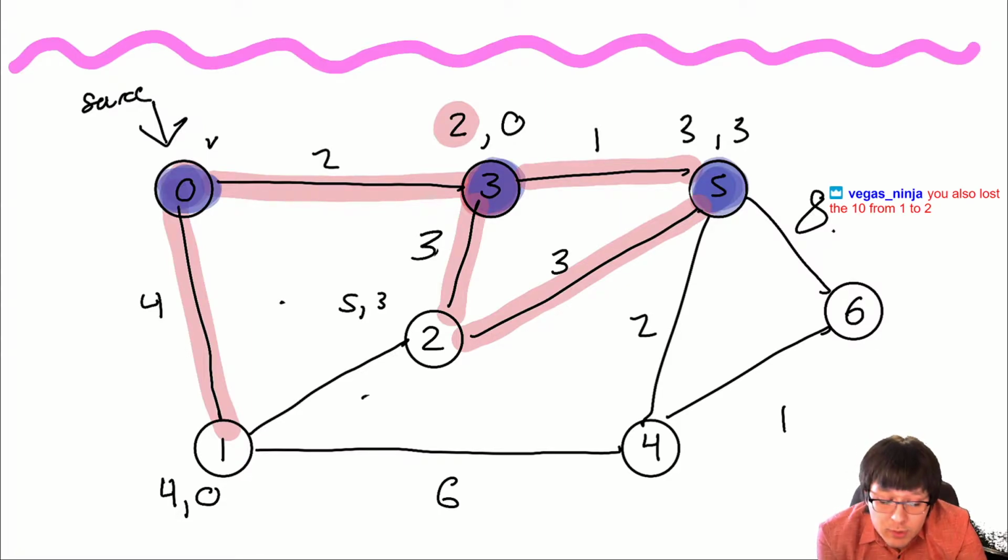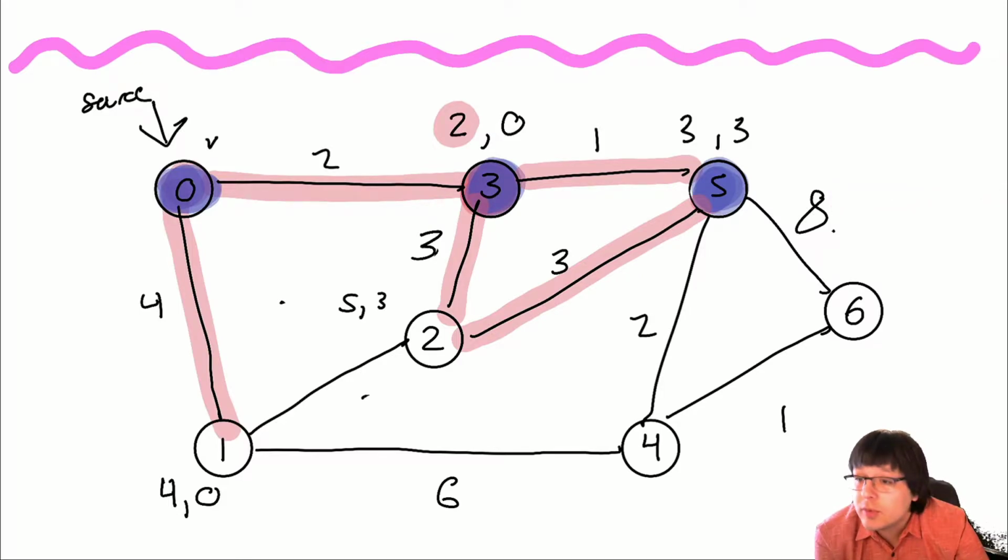However, when we see a 5 here and a 3, it's telling us that we already have another path that takes less time. It takes 5 milliseconds, but it comes from the 3 instead of the 5. In this case, we say, okay, we found another path, but it's not the best one. We actually have a better one already. So in this case, don't update it.